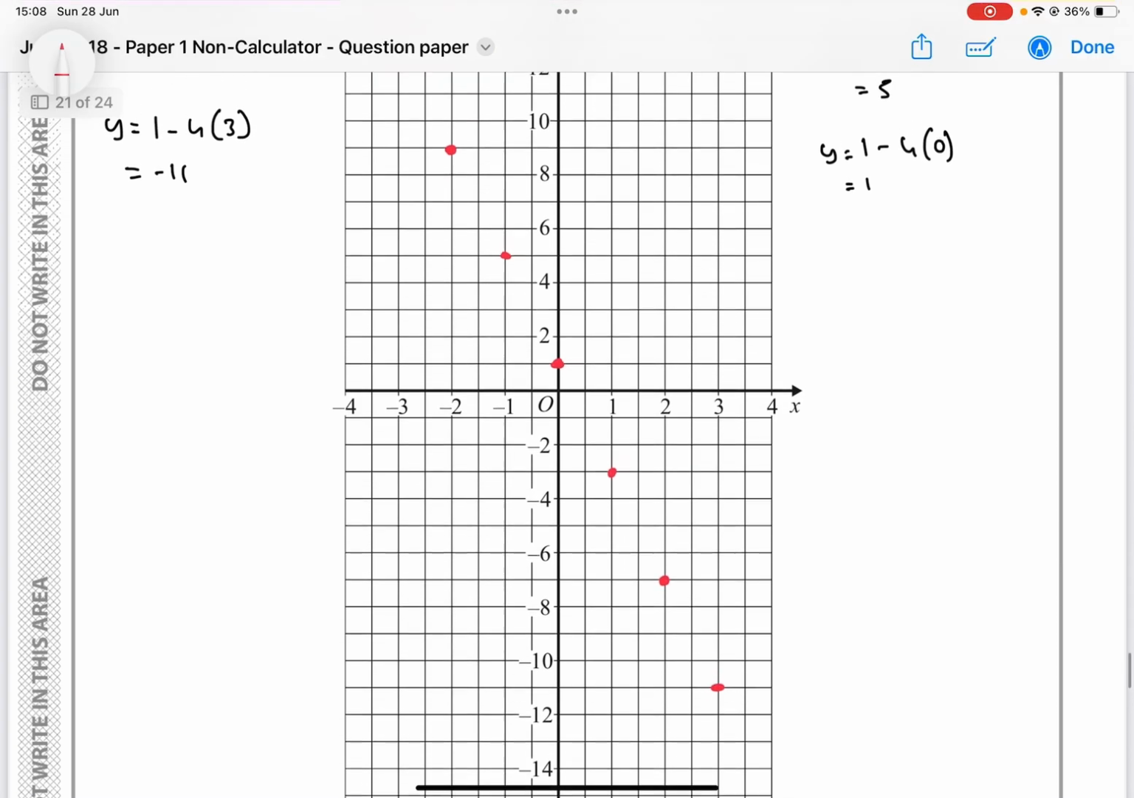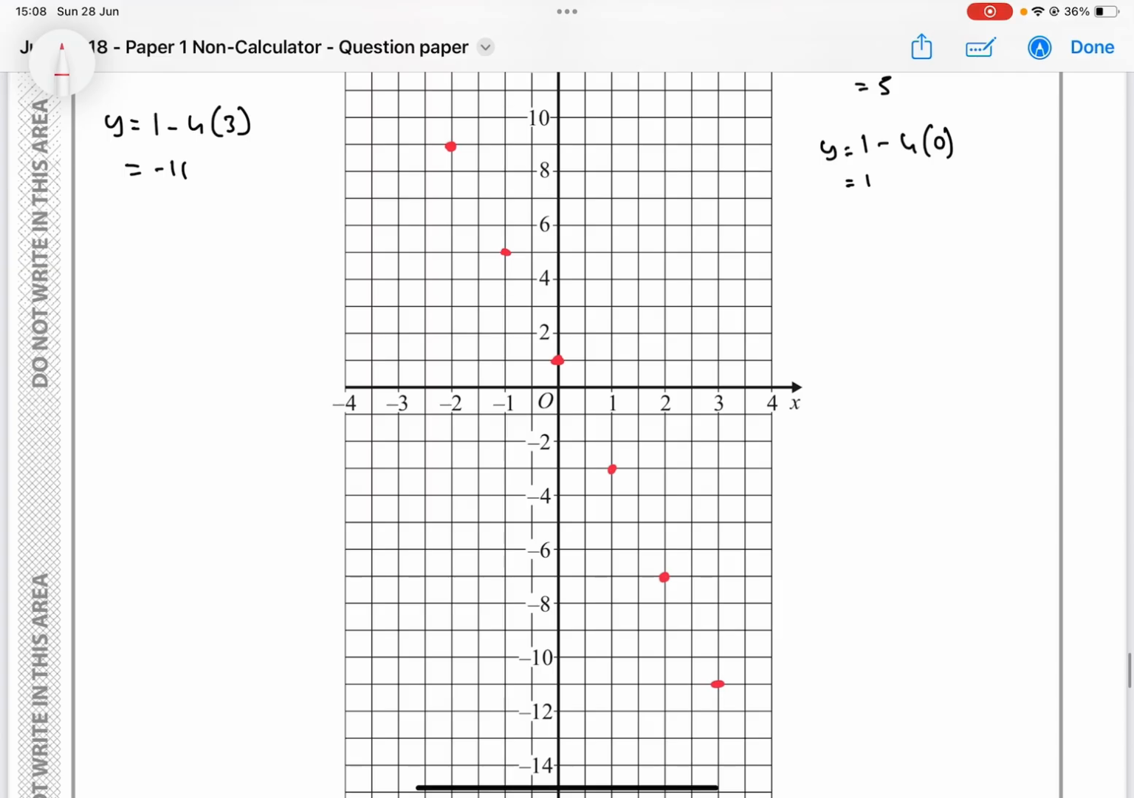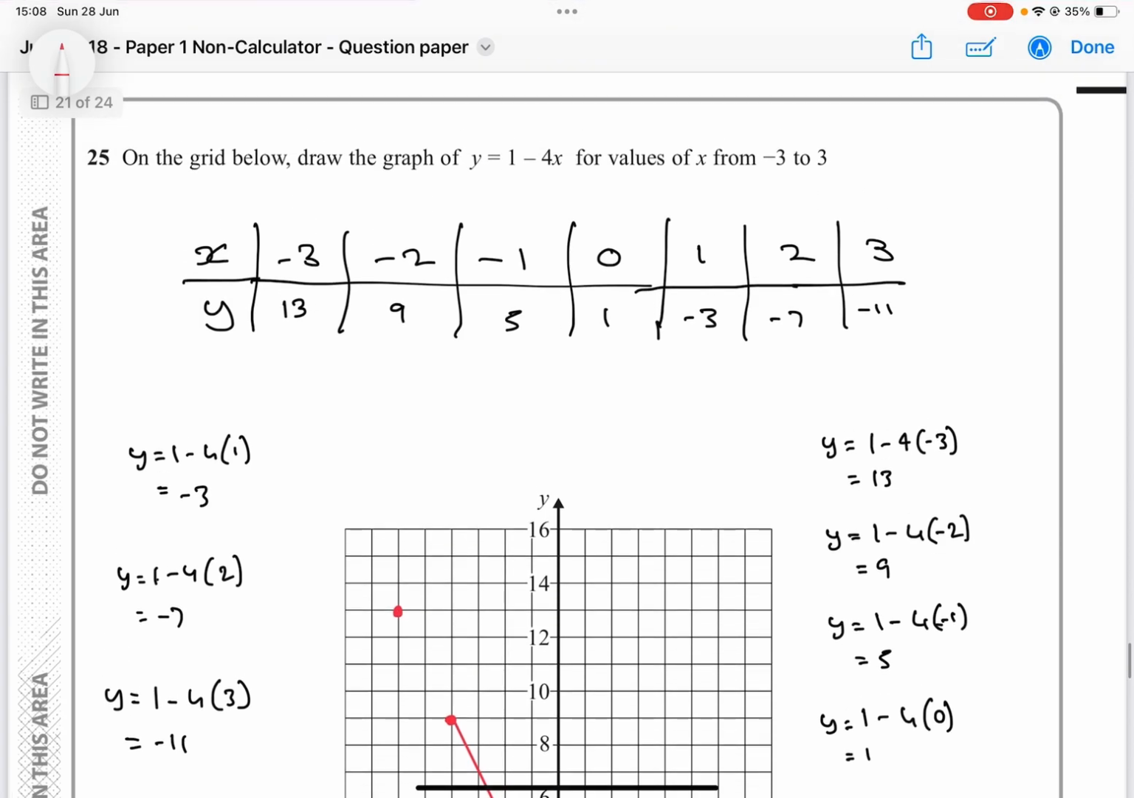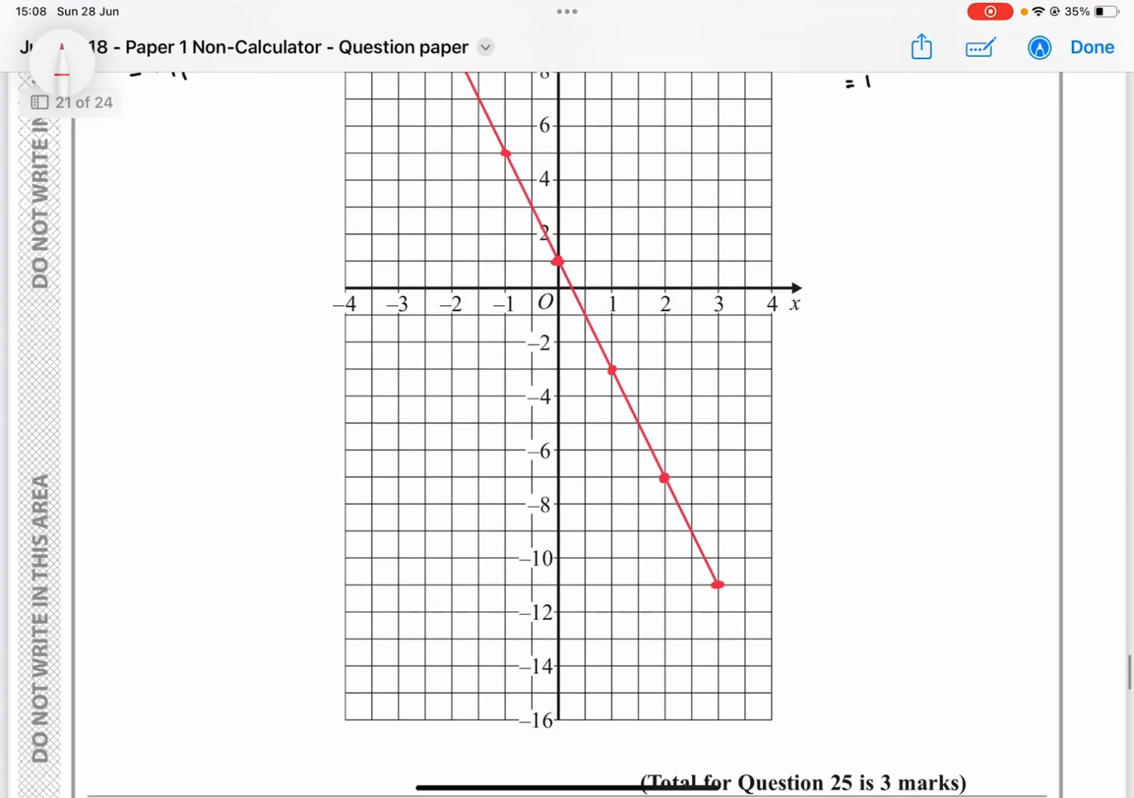Now we just need to join these together and make sure you use a ruler. So there you go. And we've plotted the graph for y equals 1 minus 4x. That's it. That's how simple it is. You just need to draw this table, and then just substitute your values in. That's it. Easy 3 marks.